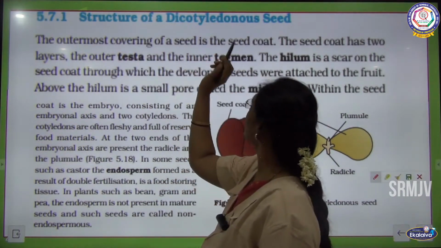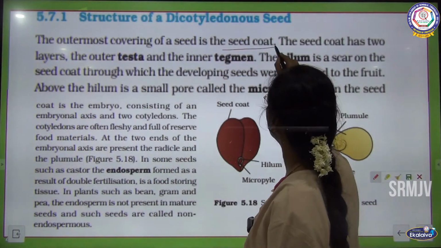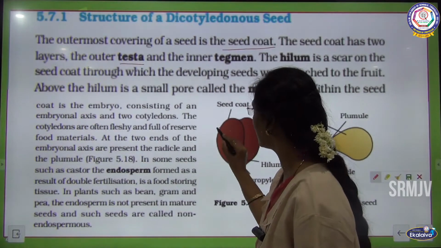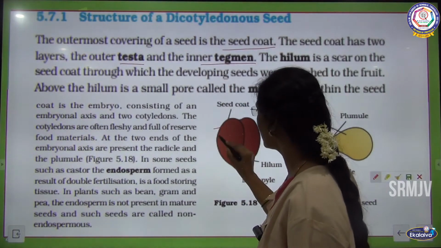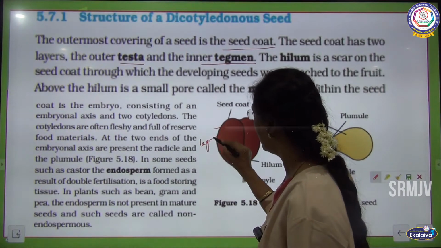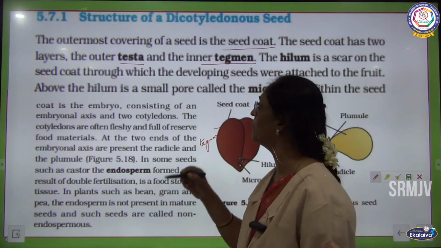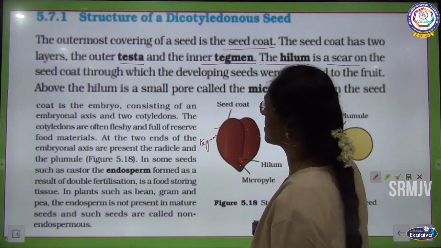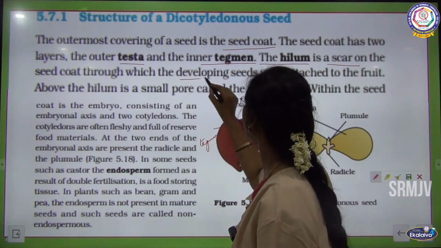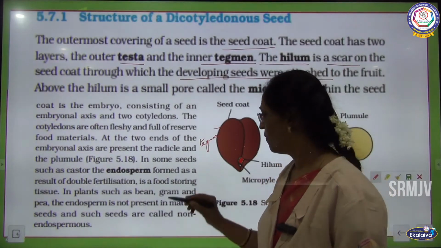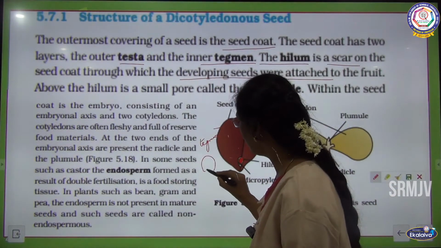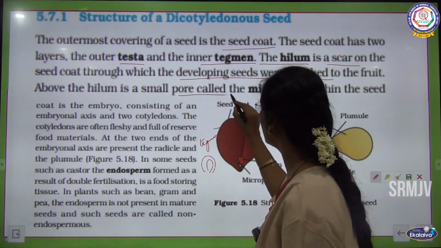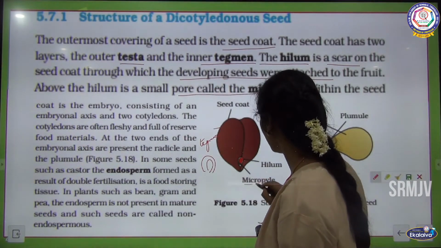Now, the outermost covering of the seed is the seed coat, and this seed coat has two layers. As we said, it has a testa, and the inner layer is what we call the tegmen. They are nothing but the integuments of the ovule. And the hilum is a scar on the seed coat through which the developing seed was attached to the fruit. We said that the ovary will become a fruit and the ovule is the one which becomes a seed. And above the hilum is a small pore, which is what we call the micropyle.